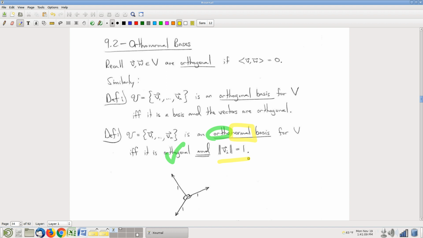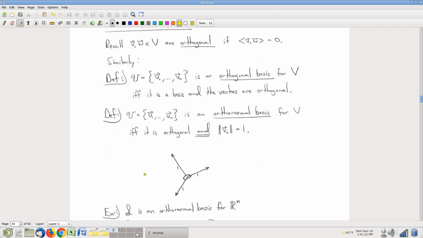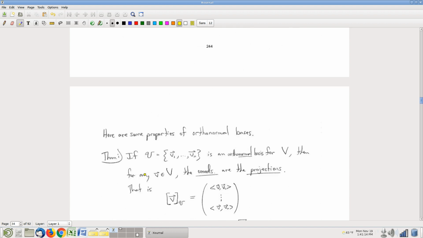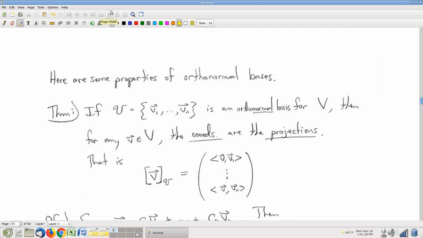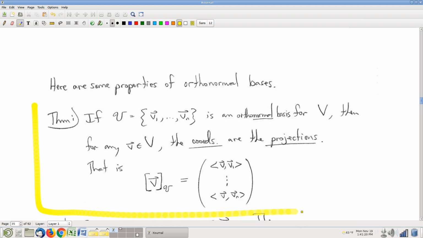Okay. All right, so we saw some examples last time, and more importantly, we saw this theorem. And this theorem is surprisingly important. That says that when you have an orthonormal basis, and this only works when you have an orthonormal basis, you can find coordinates with respect to that basis by way of simply finding projections with respect to that basis.